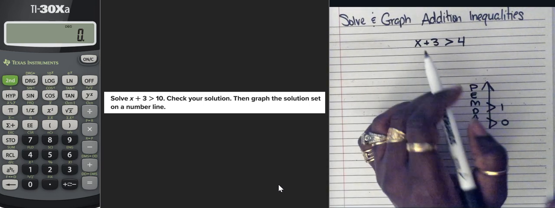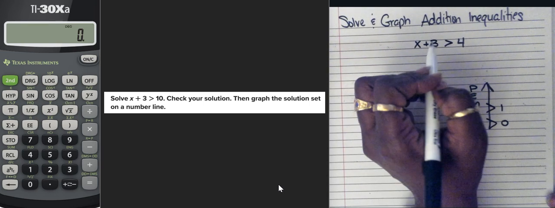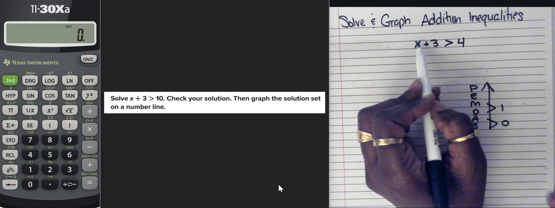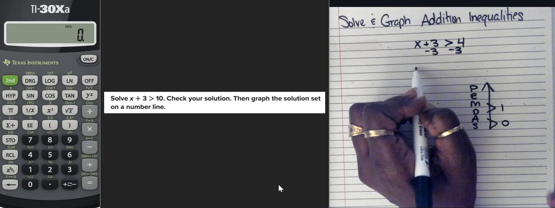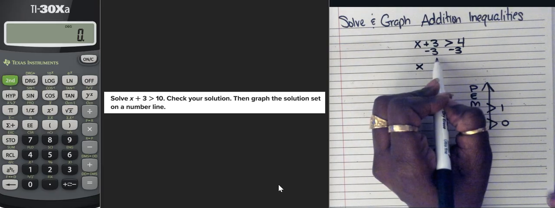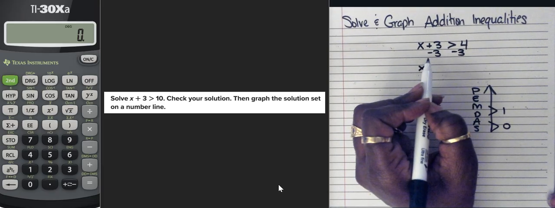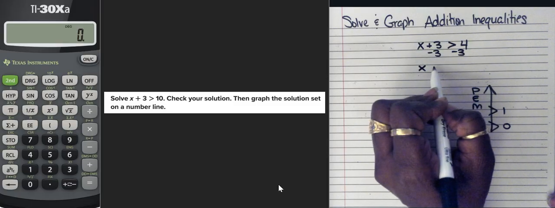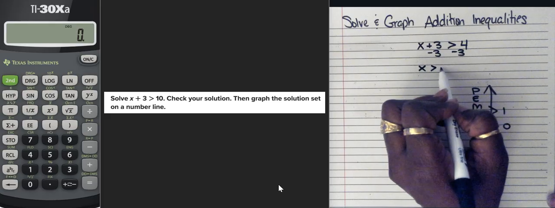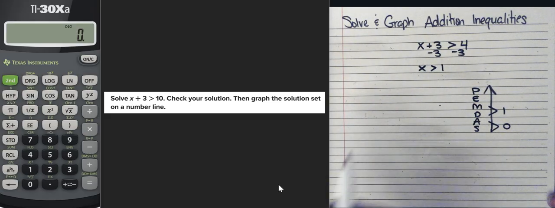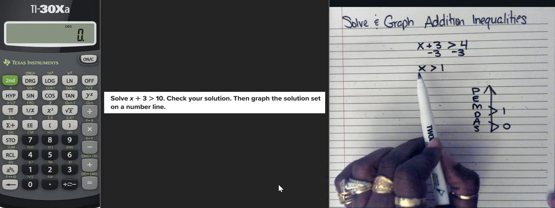All right. So how would we solve for this? Remember, isolate your variable. We're going to subtract 3 from both sides. And then we have x, this cancels out, positive 3 minus 3, that cancels out. And then we have our greater than sign. And then we have 4 minus 3, that's 1. Okay, so the value of x has to be greater than 1.